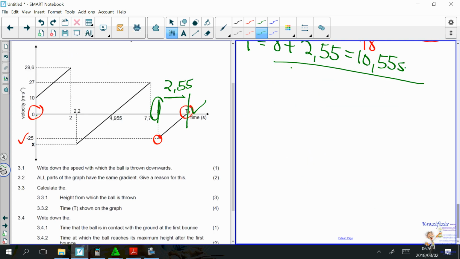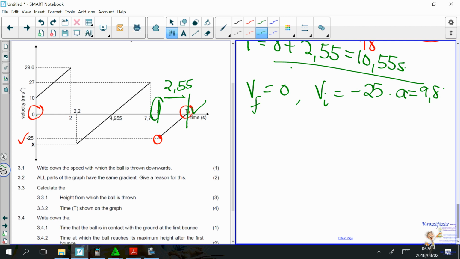Again, let's try something here. I do know my VF, 0. I do know my VI, negative 25. And my A, again, is 9,8.